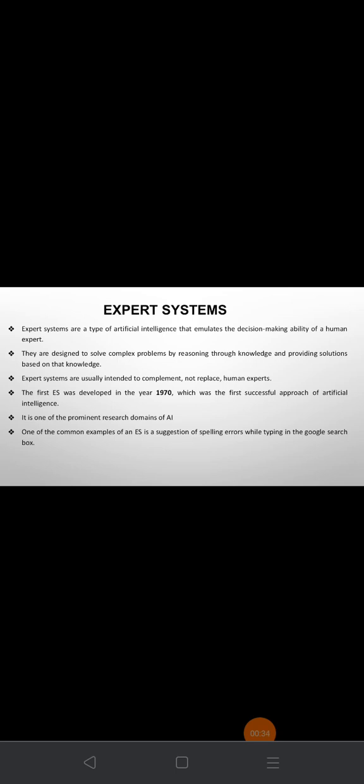In the year 1970, the first expert system was developed, which was the first successful approach of artificial intelligence. It is one of the prominent research domains of artificial intelligence, and one common example of an expert system is the suggestion of spelling errors while typing in the Google search box. So basically, an expert system is a computer application to solve complex problems in a particular domain at the level of extraordinary human intelligence and expertise.